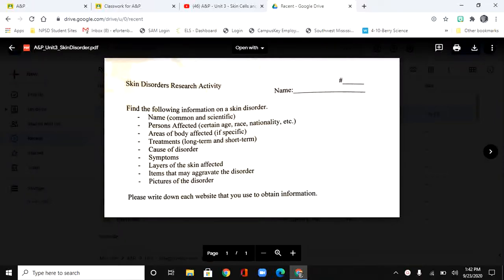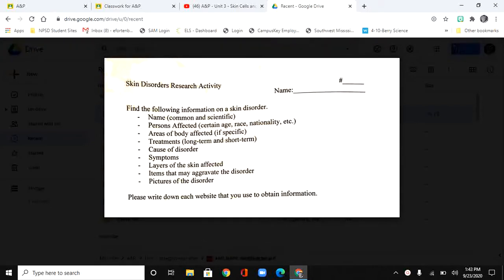Okay, so I want to real quickly talk about how you go about doing your skin disorder project. This is a project that typically we would do in class as a poster project, but since we're doing things a little different this year, I decided to change the way that we would do the skin disorder research activity. So, what you're going to do is decide what skin disorder you would like to study. And let me just go ahead and tell you, there's tens of thousands of them available to you right at your fingertips. All you have to do is Google it.